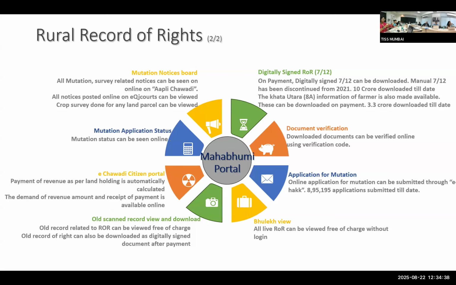So there is a mutation notices board which is called Aapli Chawdi, in which all the mutations and survey related notices can be seen if you select a single village. You select any taluka, any village, and if you click on that, whatever ongoing mutations are there, you can see all of them here. Then we can also have a pre-mutation status information, where mutation application status can be checked. If the mutation is not done, then the person can check what is the current status of that mutation. Is it at notice issuing stage, or at receipt of notice stage, or is it at the circle officer's decision stage? That can be checked.